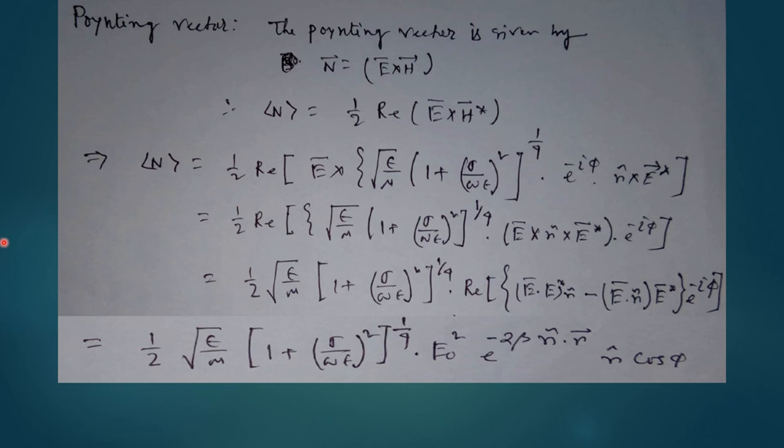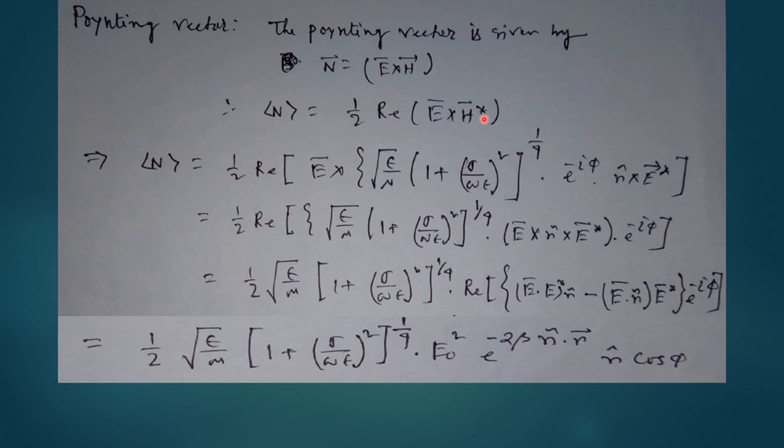Next we find the average value of Poynting vector. We know the Poynting vector S is equal to E cross H, and the average value of S vector is equal to half into real part of E cross H star, that is equal to half into real part into E cross H star. Substitute the value of H star.